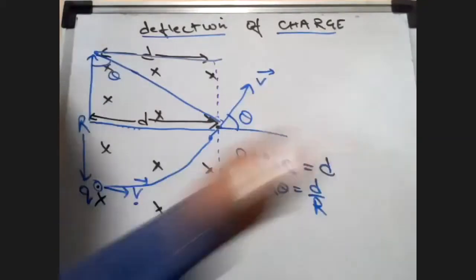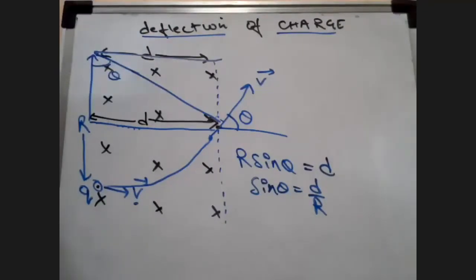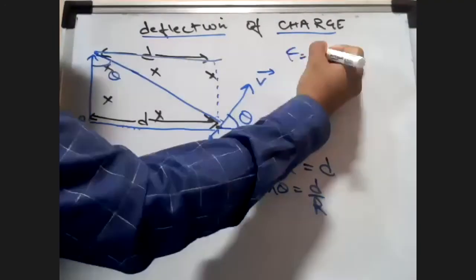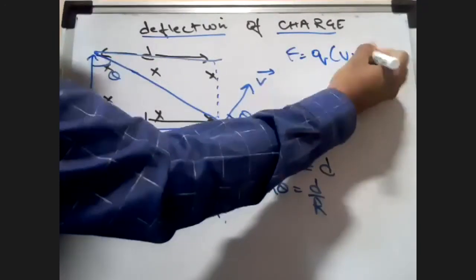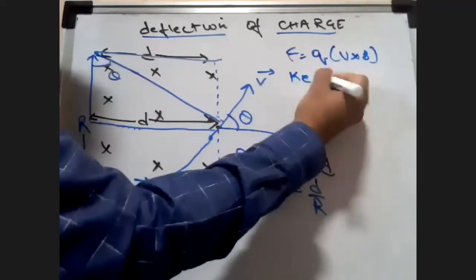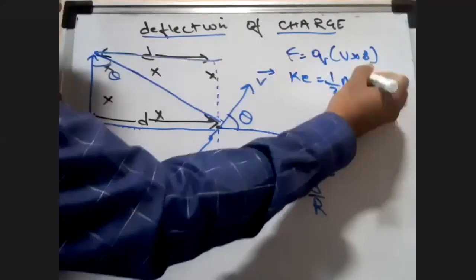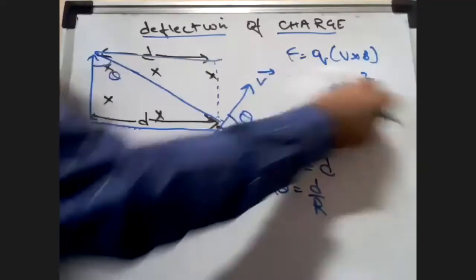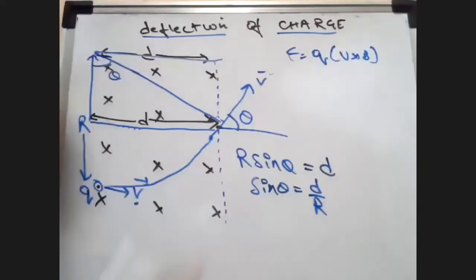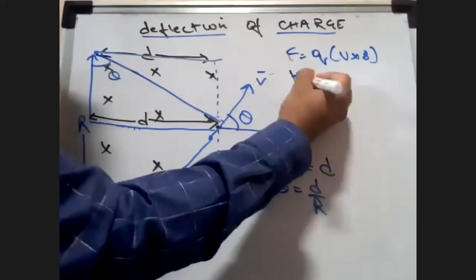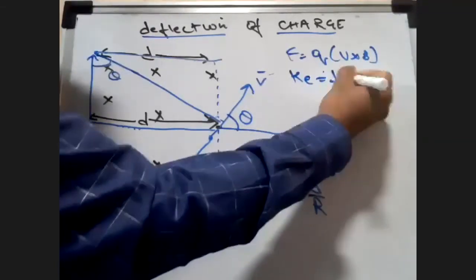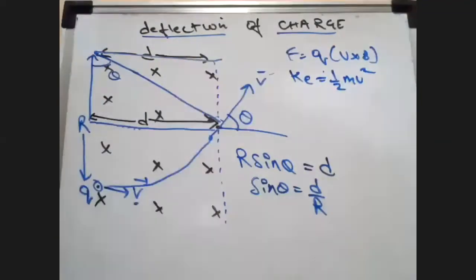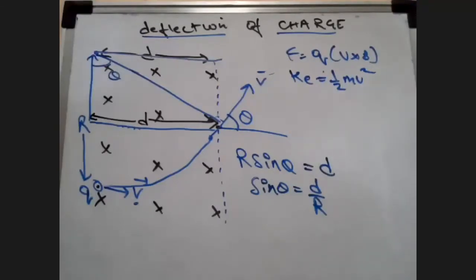In case you forget it in later lectures, how would you find it? Simply, you relate kinetic energy with the force on a charge. You know that F is equal to q v cross B, and KE is equal to half mv square. Using these two relationships, you can find that the radius of curvature is r equal to mv upon qb.